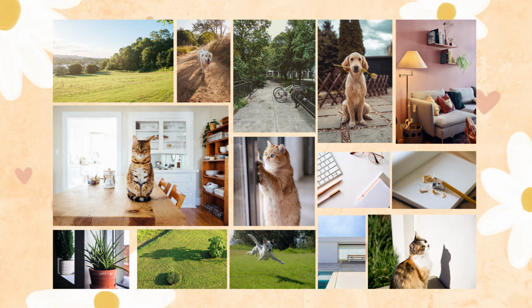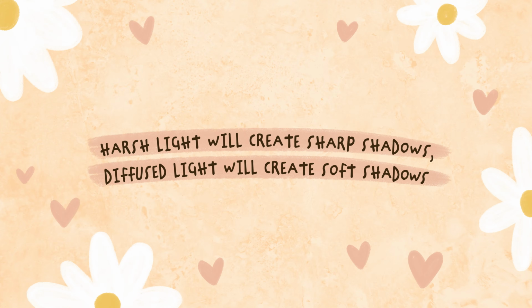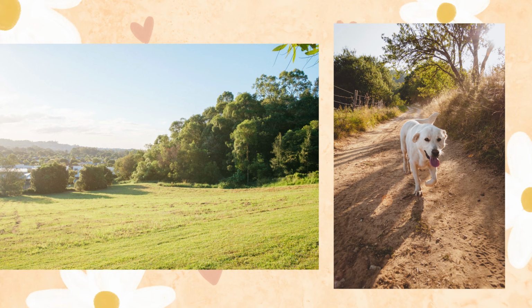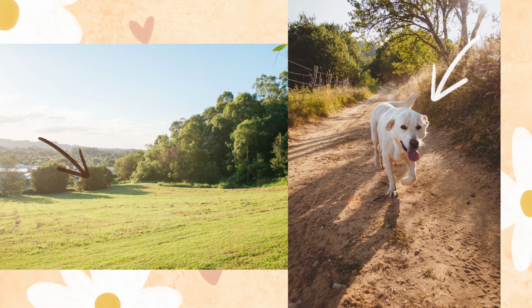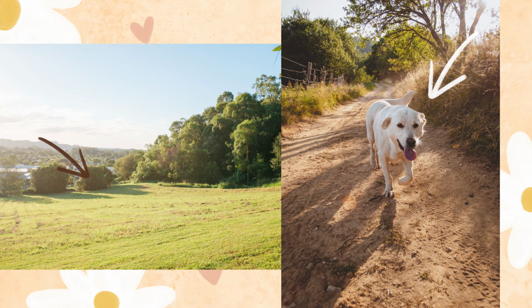So let's take a look at some real-world examples of light to improve our basic understanding of how light behaves so that we can apply it to our drawings. Harsh light will create sharp shadows, diffused light will create soft shadows. So when the sun is shining brightly and is the main source of light, we get strong, sharp shadows, and the direction and length of the shadows will be based on where the light source is. Because the sun is shining at the top right of this frame, the dog's shadow is cast to the bottom left and is strong because the sun is so bright.